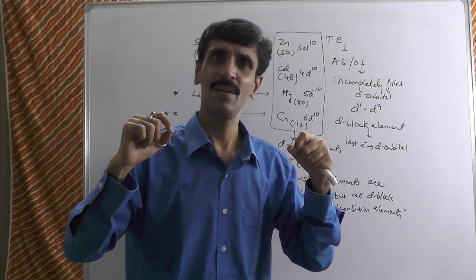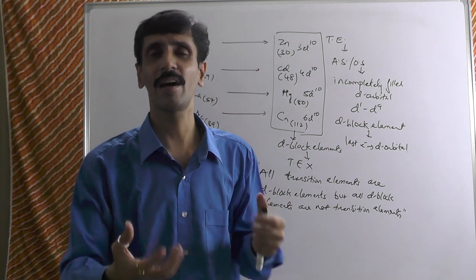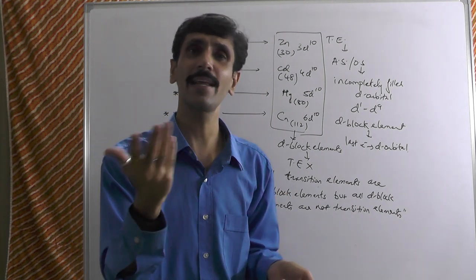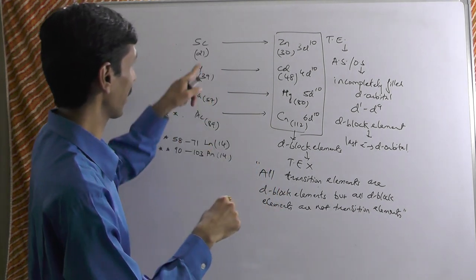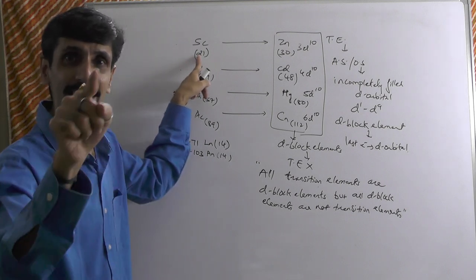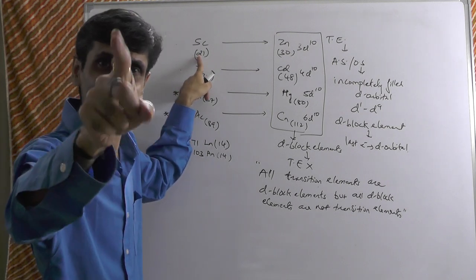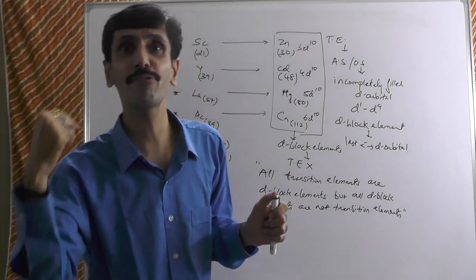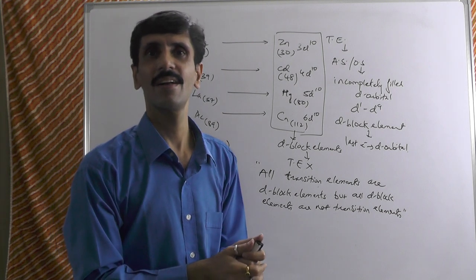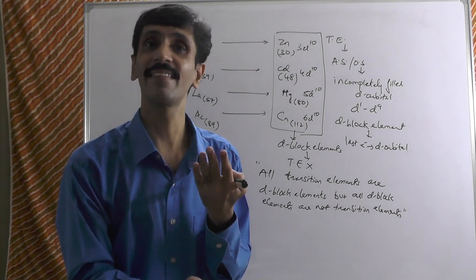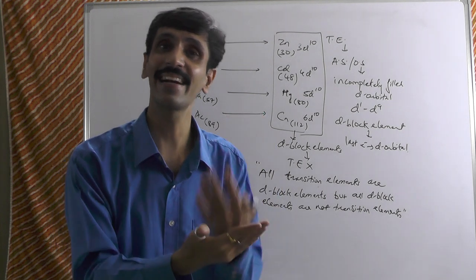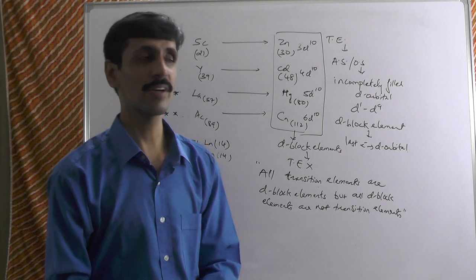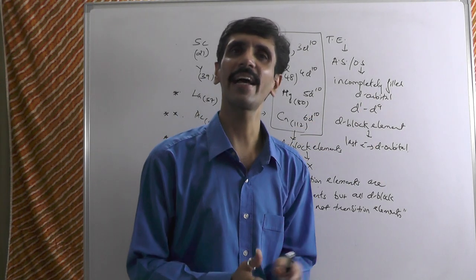Because for scandium, the most stable ion is +3. And when you talk about scandium in the +3 state, what is its atomic number? 21. +3, remove 3 electrons. How many will remain? 18. And 18 is nothing but the inert gas configuration of which element? Argon. So if it is a configuration of argon, it's an inert gas configuration, so the question of d orbital does not arise. So we cannot have this d1 to d9.